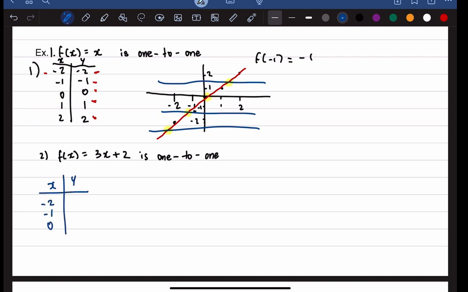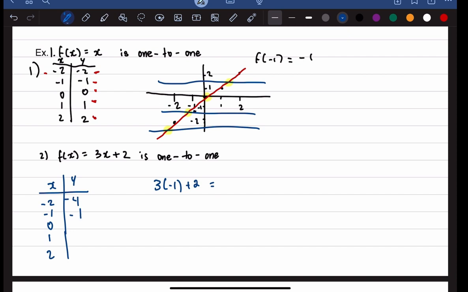-2, -1, 0, 1, 2. And now what we have here is, -3 times 2 is going to be -6 plus 2, which is going to be 4. Then 3 times -1 plus 2, that gives us -3 plus 2, which is just -1.